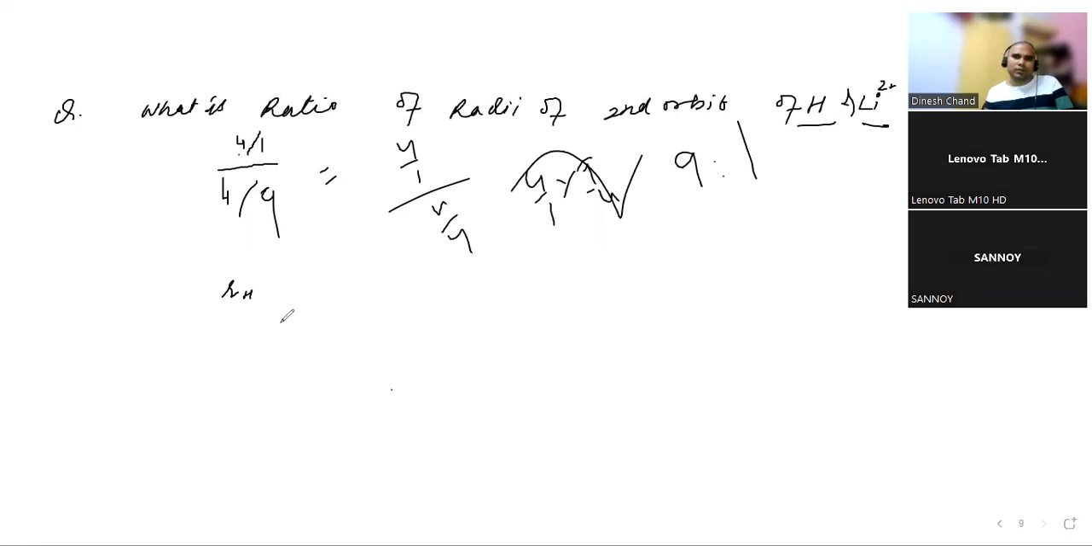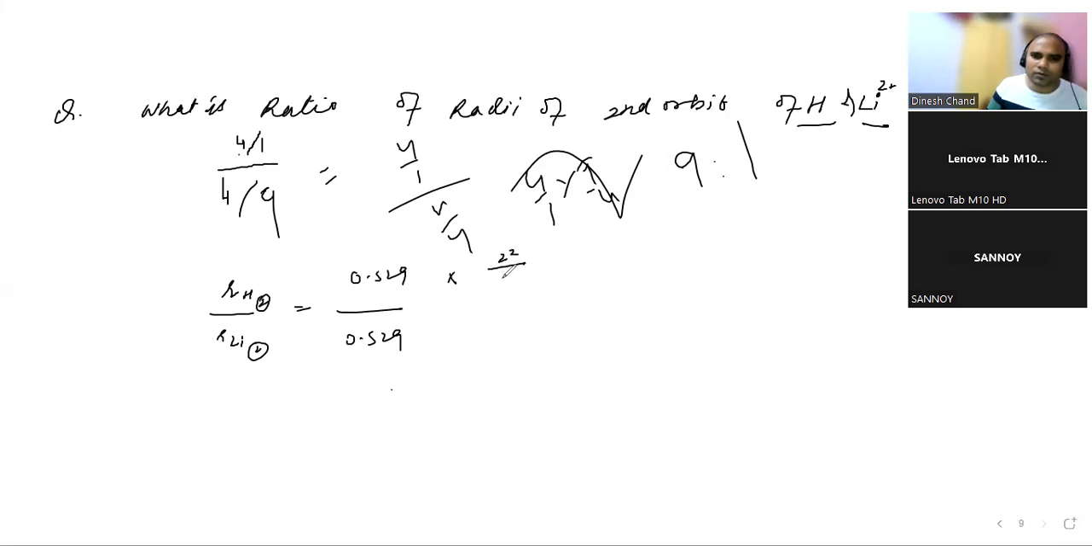Okay. So when the nuclear number of protons is very large, 9:1, is it coming correct or not? RH by RLi. This is second and this is also second. So 0.529 here is also 0.529, so the ratio will cancel. The 4 will also cancel. So it makes 1 by 4 divided by 1 by 9. So that would make it 9 is to 1.